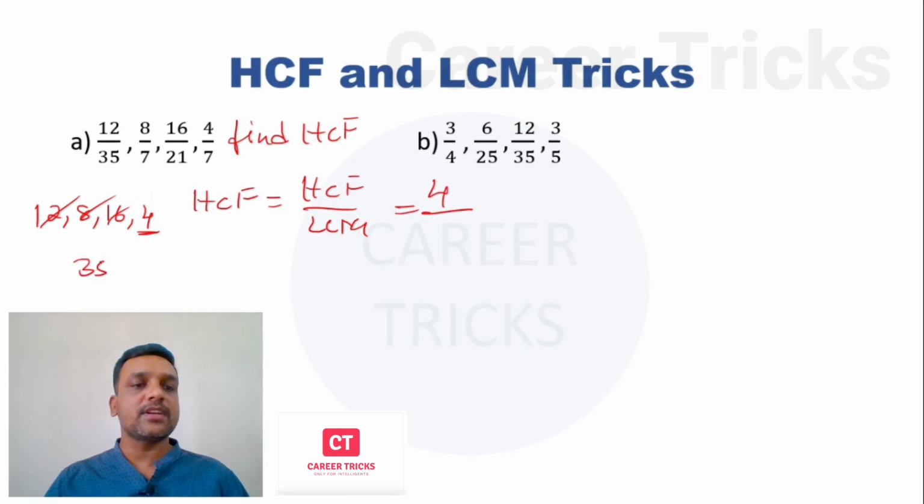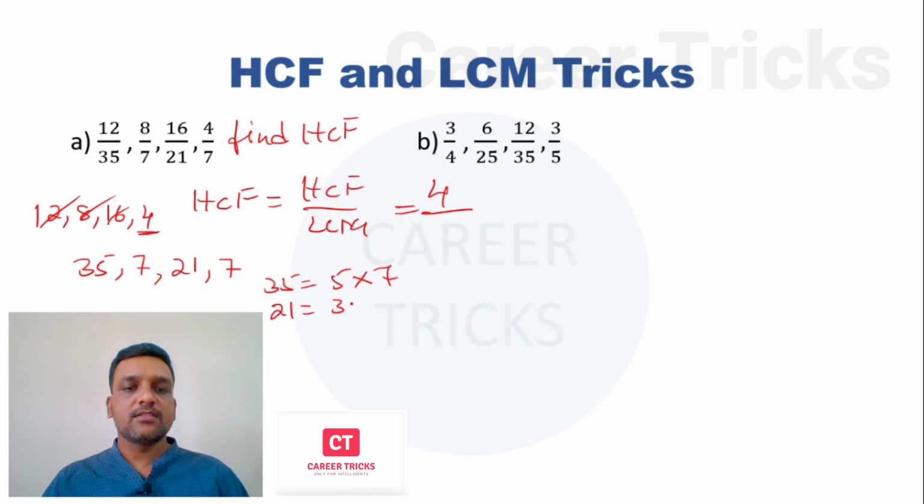The denominator terms are 35, 7, 21, 7. For this, we have to find the LCM now. When you are going to find the LCM, we have to check with the bigger number. 35 is there. Is 35 divisible by 21? No, right? Then we have to write the factors. For 35, 5 into 7 I can write. For 21, 3 into 7 I can write. And the factor of 7 is 7 only.